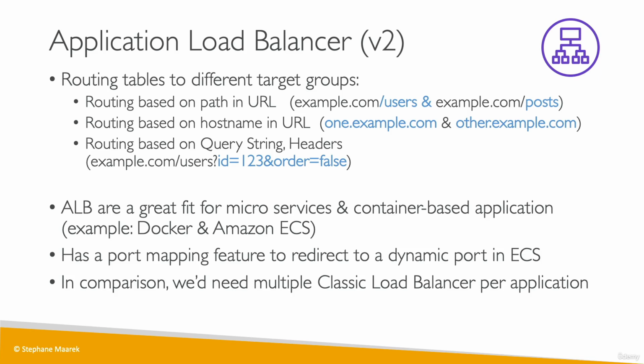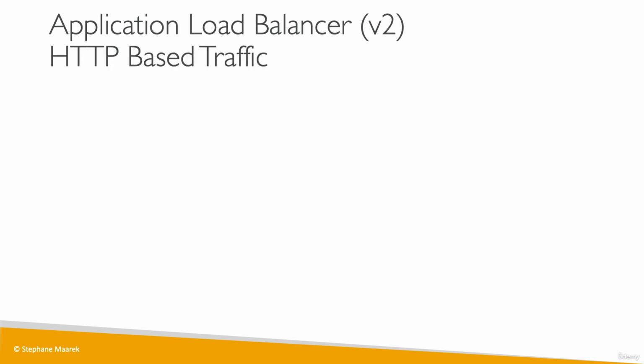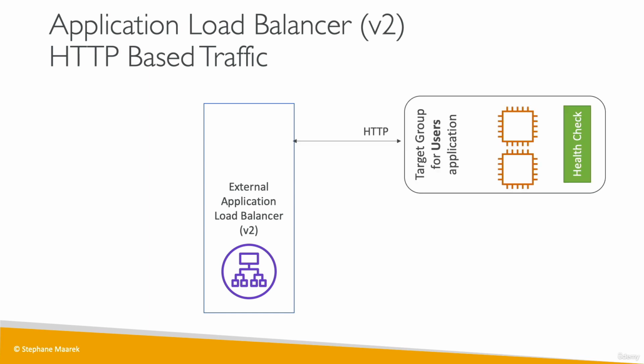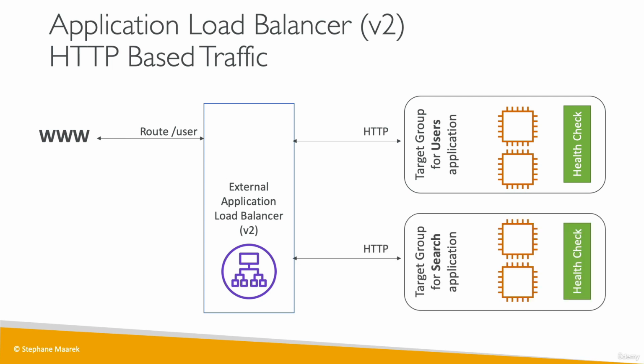And in comparison, if we wanted to have multiple applications behind a classic load balancer, we would have to have multiple classic load balancers. We need to actually have one per application. Whereas with application load balancers, we're able to have one load balancer in front of many applications. So maybe a graph will help. We have our external application load balancer, it's public facing. Behind it, we have our first target group made of EC2 instances, and this one is going to be routing for the /user route. And we have a second target group made of EC2 instances again, and this one is going to be our search application.